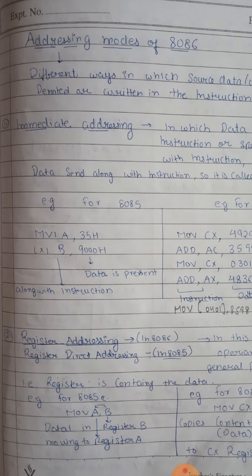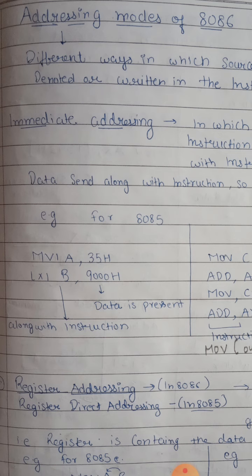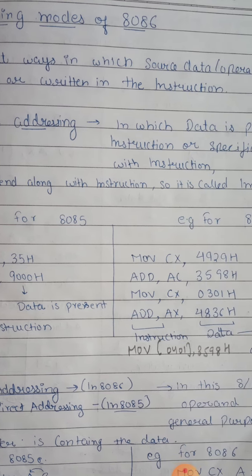Let's see the example for 8085. The first instruction is MVI A, 35H. It means move the immediate data 35H to the accumulator A. Or LXI B, 9000H: load the immediate data 9000H to B. Remember that in all the examples of immediate addressing mode, the instruction always ends with I, like MVI, LXI, because it denotes immediate. 35H and 9000H are the data, which are directly present along with the instruction. That is why it is called immediate addressing.